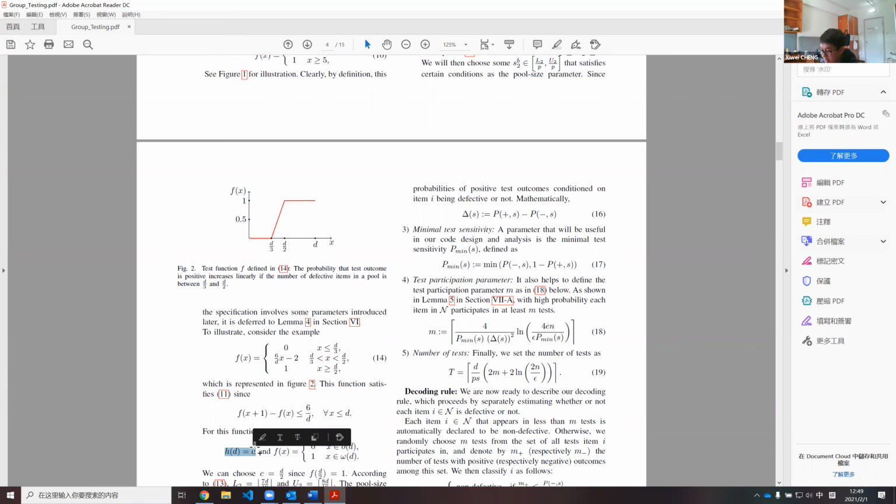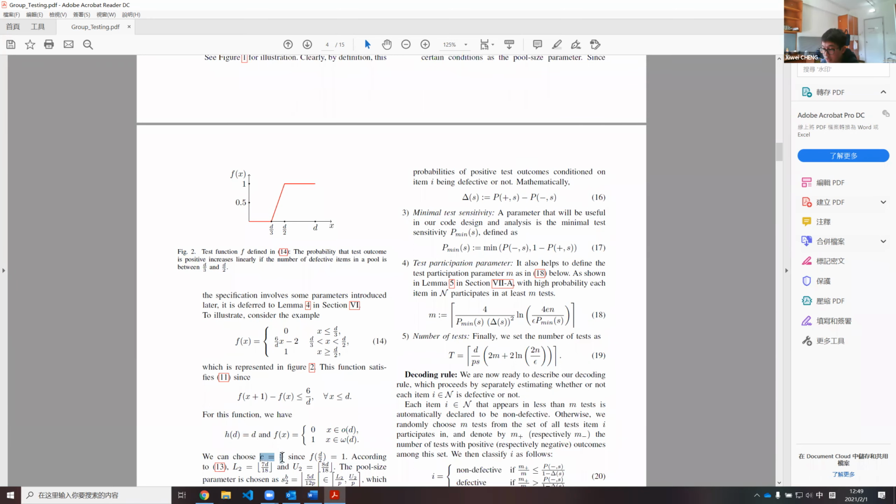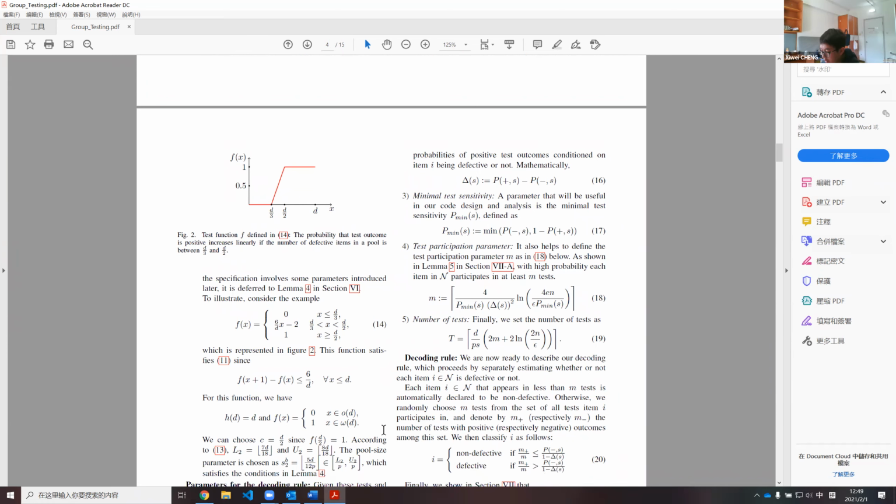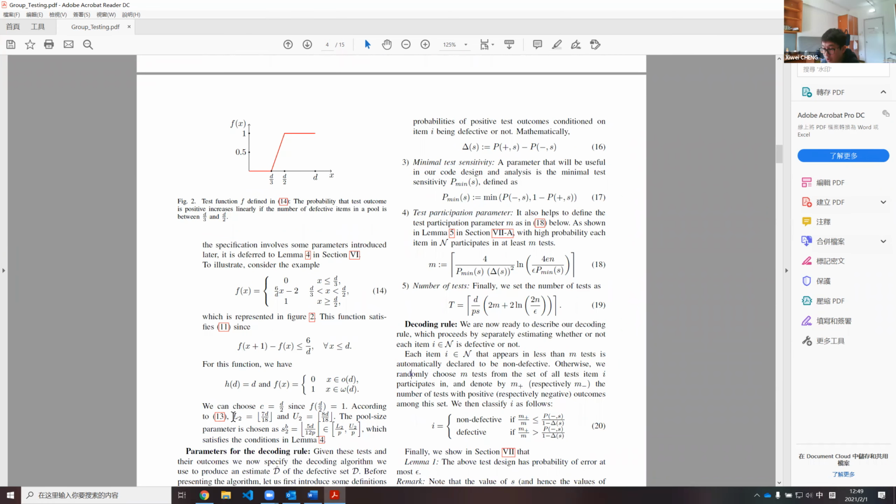Then we can choose c equals d over 2, since f(d over 2) equals 1. Accordingly, we can compute that L2 equals 7d over 18 and U2 equals 8d over 18. Then we can choose S2B as 5d over 12p, which is the midpoint of L2 over P and U2 over P.